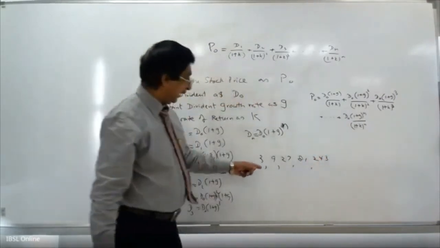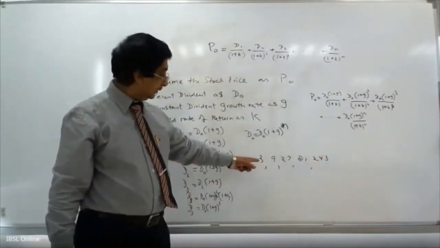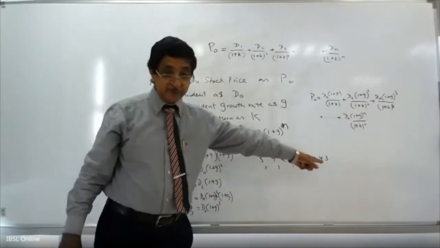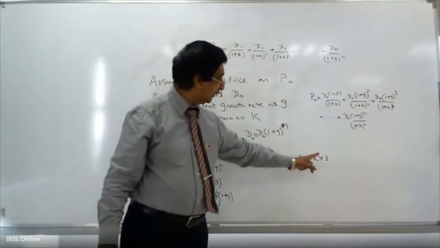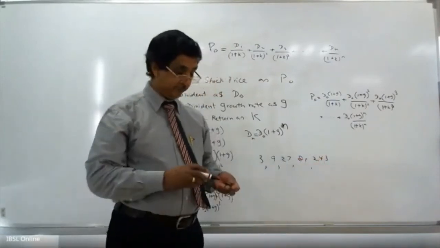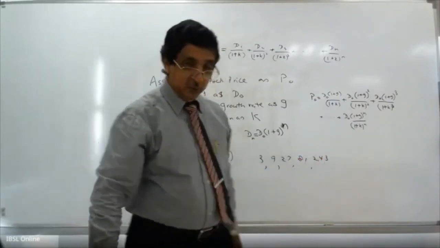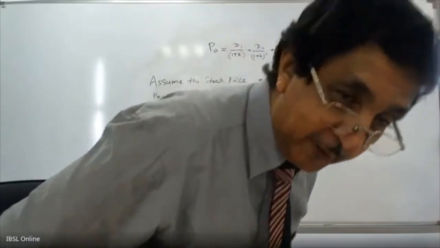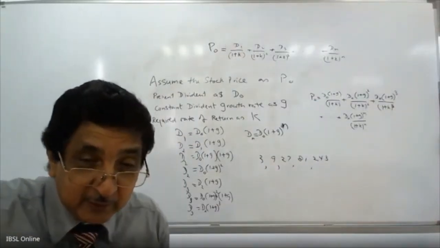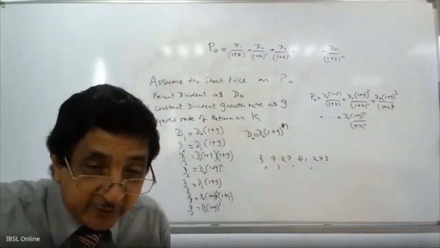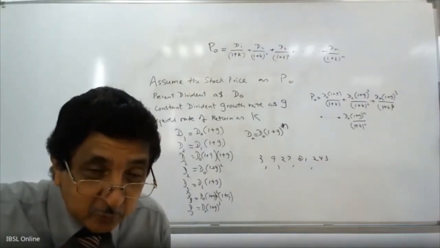Right. I have given here 5 terms of a geometric series: 3, 9, 27, 81, 243. What is the common ratio of this geometric series? 3, 9, 27, 81, 243.